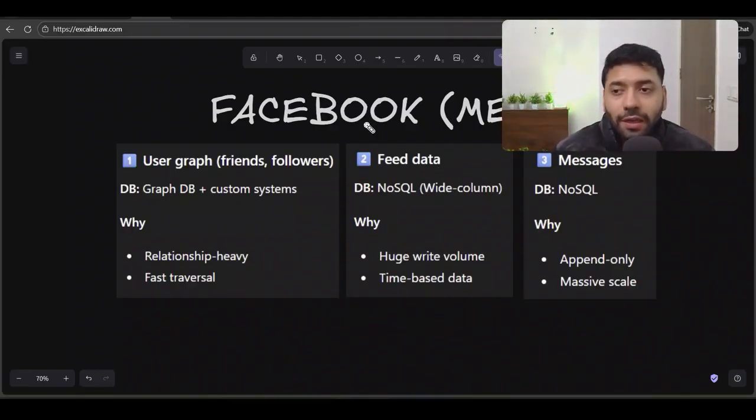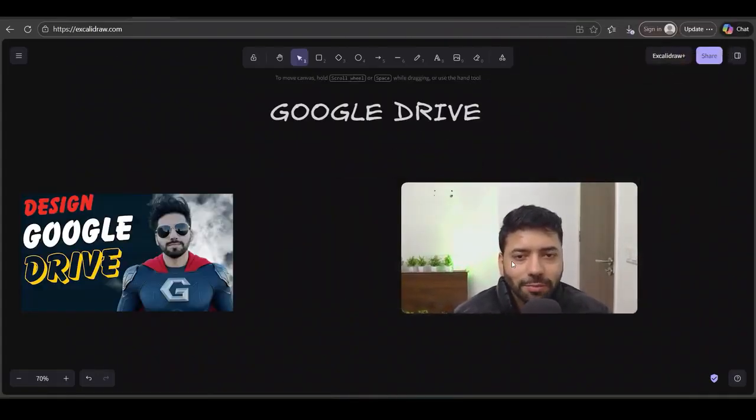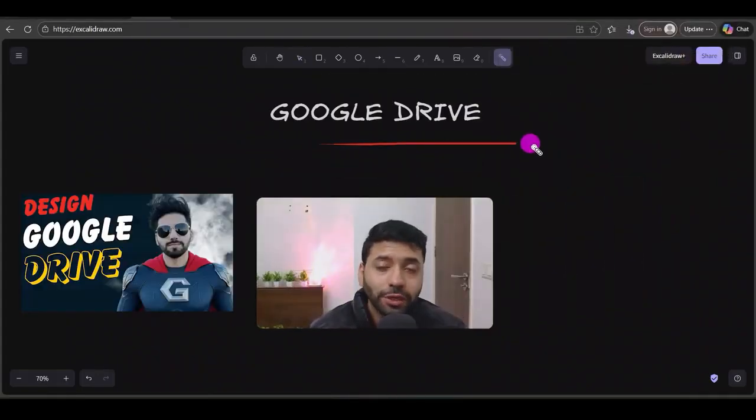But the good part is, here I'm discussing mostly all of the features. So you would have an idea: if this is the thing, this database can be used; if this is the thing, this can be used. Okay. All right. So after Facebook, let's discuss which database will be used in Google Drive.